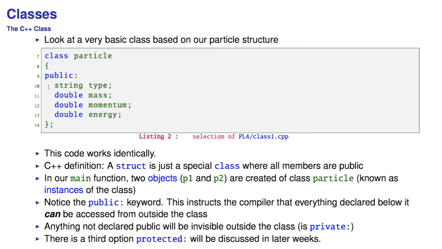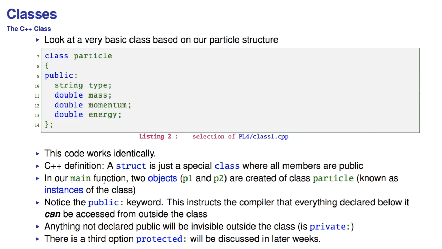So we declare a class particle, and inside, where it said struct before, it looks almost exactly the same. The only thing that's different is that we added the keyword public over there, and we need to work out what the keyword public really means. As part of a code, it would work completely identically to the struct. And the reason for that is the C++ definition: a struct is a special type of class where all members are public. So no big surprise, if we have a class where everything is public, it's equal to a struct.